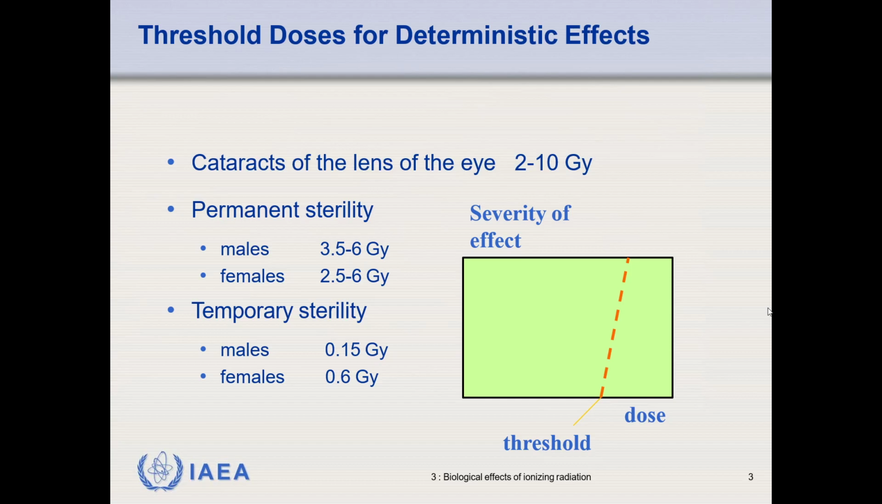Sir, kasi yung babae po, di ba po may monthly period. Opo. Mas mataas ang threshold ng female compared sa male sa temporary sterility. So, bakit mas mababa yung sa male? Yung male po kasi, nasa labas. Yung sa babae, yung dugo.